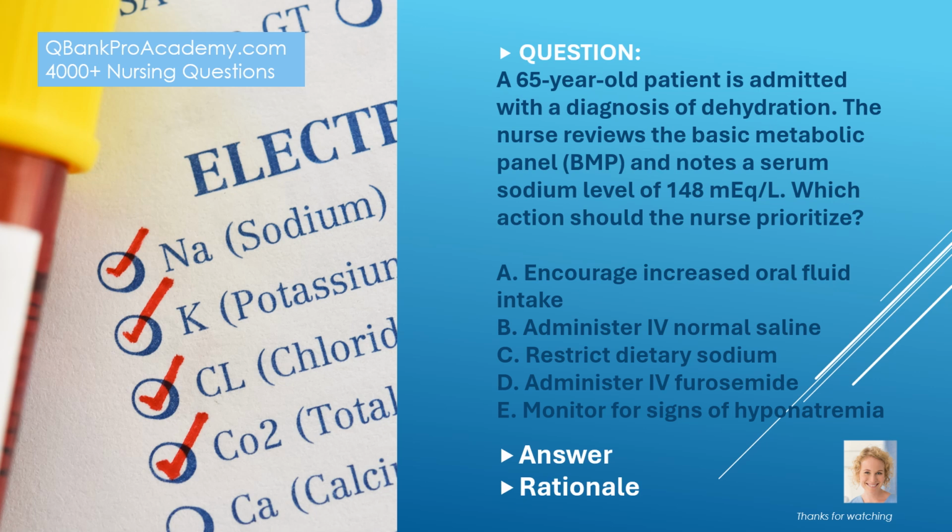Rationale: administer normal saline. A serum sodium level of 148 indicates hypernatremia, suggesting dehydration. Administering normal saline is a priority to correct the dehydration and normalize sodium levels. Options A and C are focused on sodium intake, but the immediate concern is correcting the existing imbalance. Option D, furosemide, is contraindicated as it may worsen hypernatremia. Option E, monitor for signs of hyponatremia, is incorrect as the patient is experiencing hypernatremia.